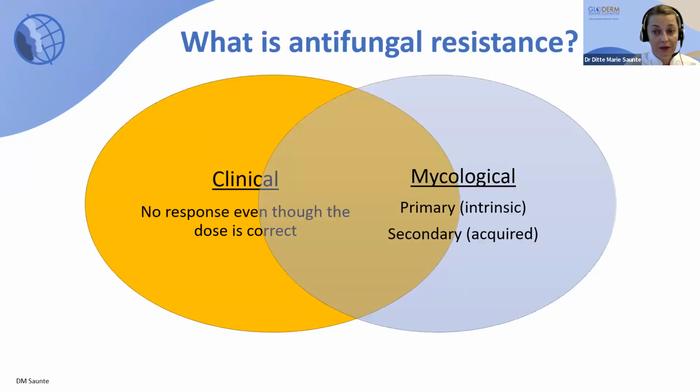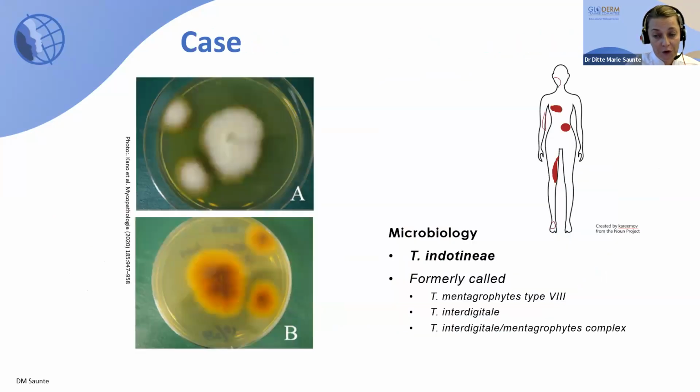Okay, then we have the mycological resistance too. And if we look into our first case, our first patient, she had a Trichophyton interdigitale / Trichophyton mentagrophytes complex infection. She had very widespread infections, and after sequencing that isolate, it turned out that it was Trichophyton indotineae. I just want you to be aware that there has been a lot of confusion about this species. It had formerly been called Trichophyton type 8, and interdigitale, and also the interdigitale / mentagrophytes complex.